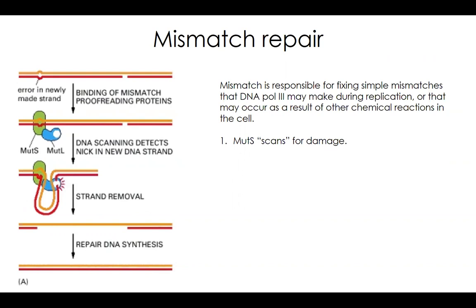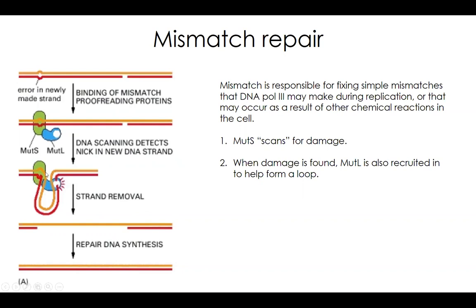MutS is the protein that's going to scan. I think of S for scan. It's going to scan along, kind of like a mall cop looking for trouble, and find this distortion, this mismatch. When it does, it calls in its friend MutL, which you can think of as L for loop. MutL will help make this loop.